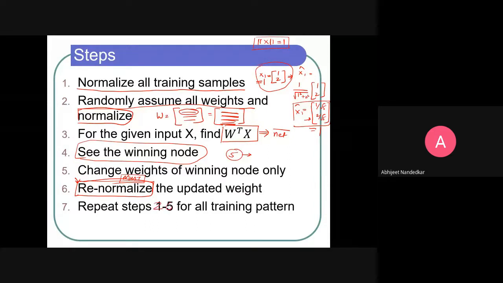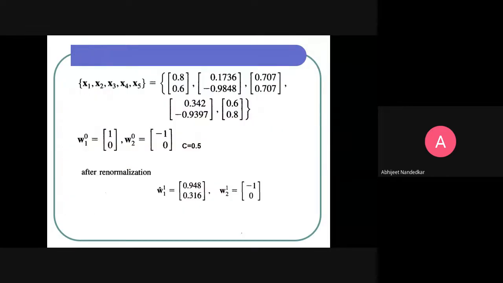I should take 2 to 6 for all training samples. Now let us take this problem. It will be better if you write down this problem with your own hands and get acquainted with the steps. Now what is this? This is called training data.